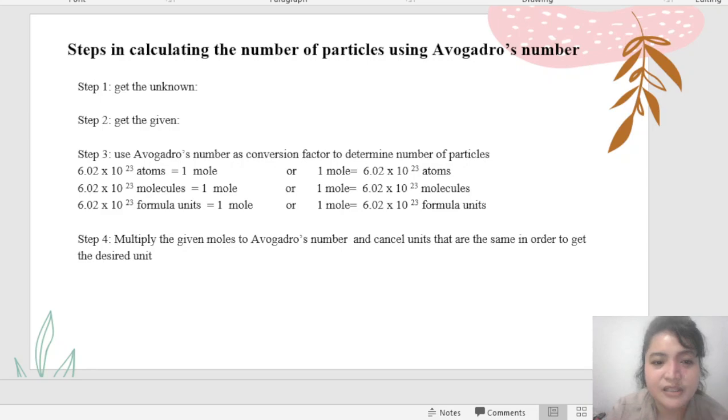So what are the different steps involved in calculating the number of particles for Avogadro's number? Of course, first and foremost, we get the unknown, get the given, and then you determine what will be the appropriate conversion factor. Will it be for the atoms? Will it be for the molecule or the formula units? This is very important so that you will be able to convert them properly. And for the last step, of course, you have to multiply everything on the numerator before you divide. Okay? And then you are going to cancel similar units so that you'll be able to get the unknown.